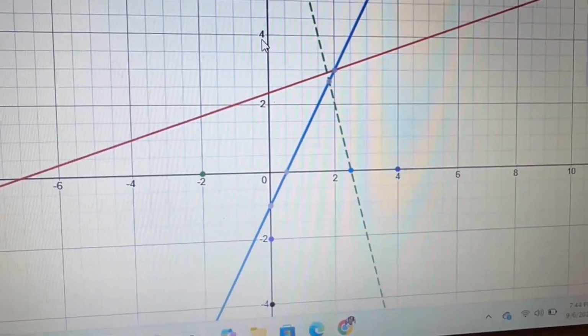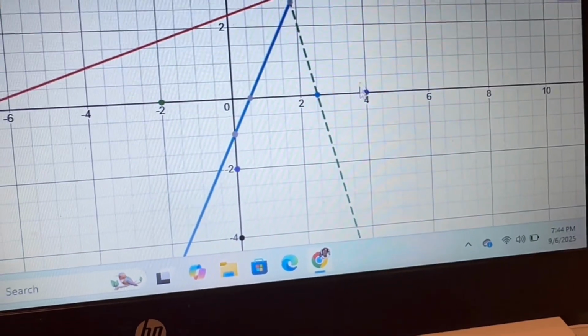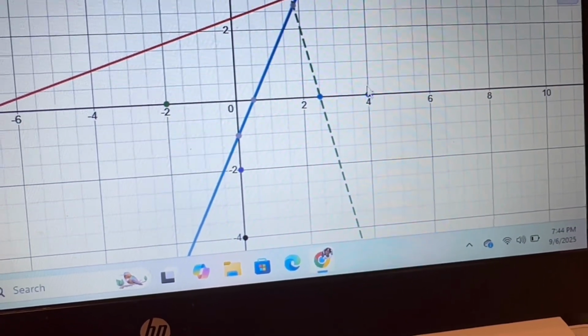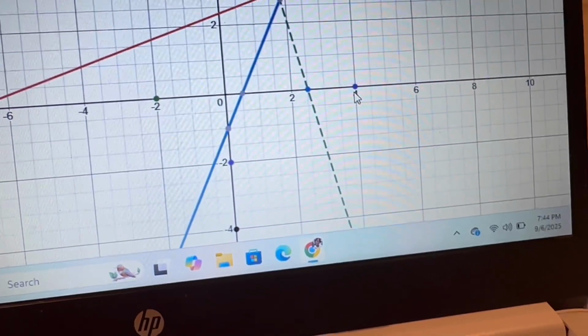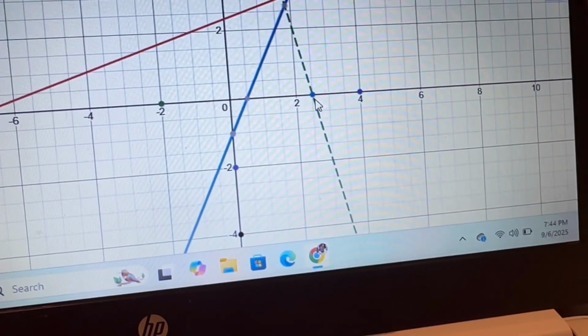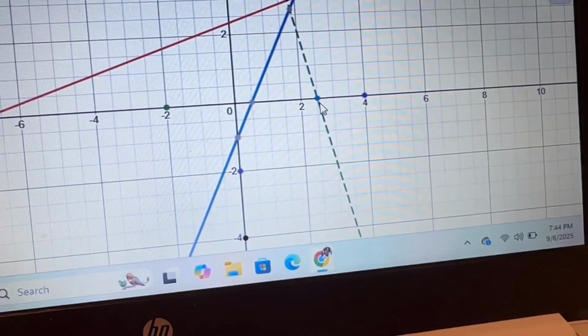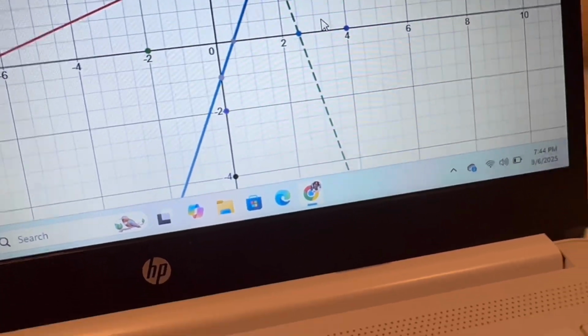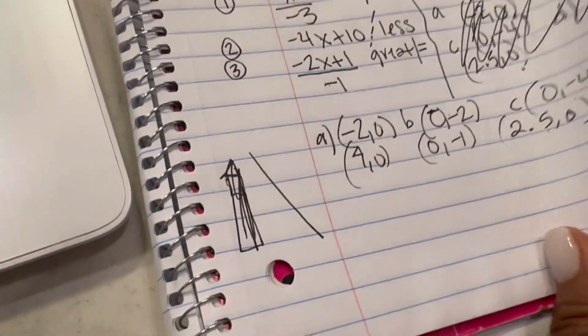So, which points are less than the green? Is the purple one less than the green? No, it's greater. It's above the green. So 4 doesn't work. Is the blue one less than the green? No, it's on it. So that won't work either. Now you're like, Miss S, what do you mean by less, right? What do you mean by less?